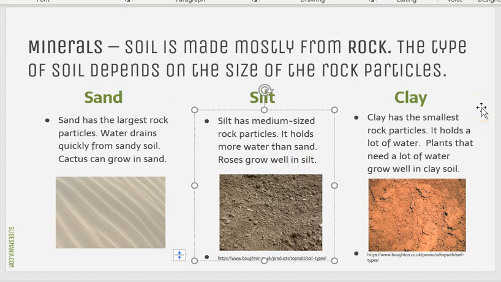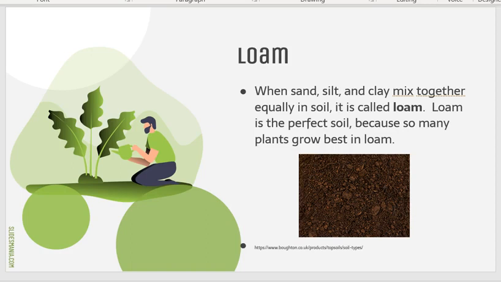The third kind of rock particle is clay. Clay has the smallest rock particles. It holds a lot of water. Plants that need a lot of water grow well in clay soil. When sand, silt, and clay mix together equally in soil, it's called loam. Loam is the perfect kind of soil to have because so many plants grow best in loam.